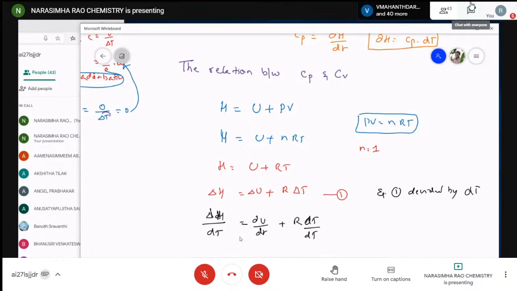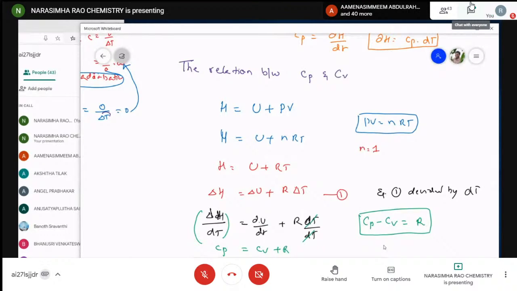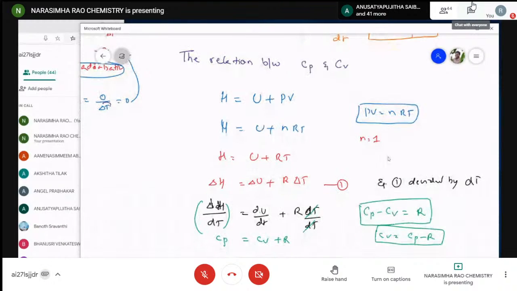Now observe, children: dH by dT is equal to Cp, and dU by dT is equal to Cv. The dT cancels, plus R. Right, children. Cp minus Cv is equal to R. Now Cv is equal to Cp minus R. It's clear, children. Now, let me discuss one more thing here.